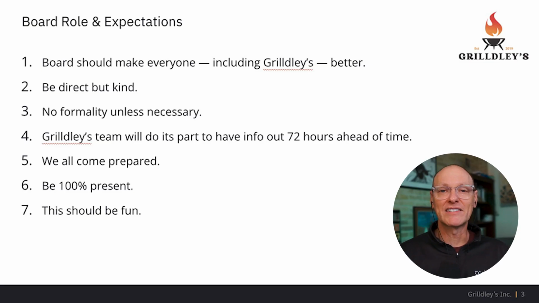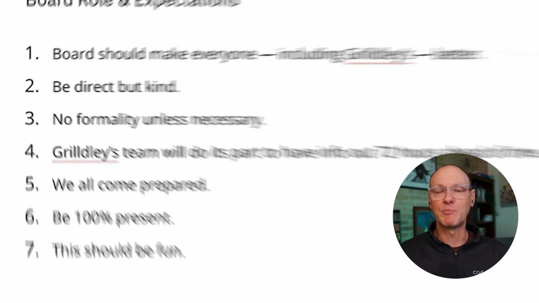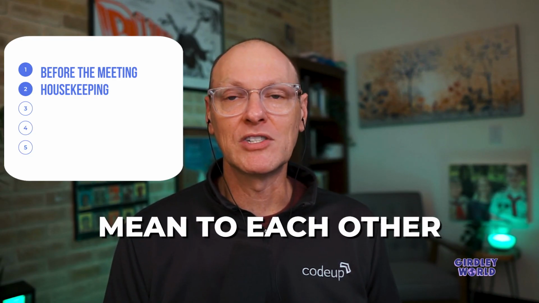So in the case here, I've listed 7 different expectations in terms of the things I expect from board members who are coming to a board meeting. One of my favorites here is be direct but kind. You don't want to be the type of board where people are going to be really mean to each other. That's no fun. But you also don't want to be a board where people are so kind that they avoid talking about real stuff. So that's why I love putting this one in.